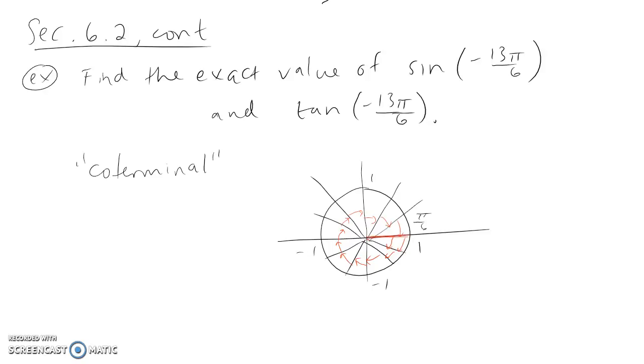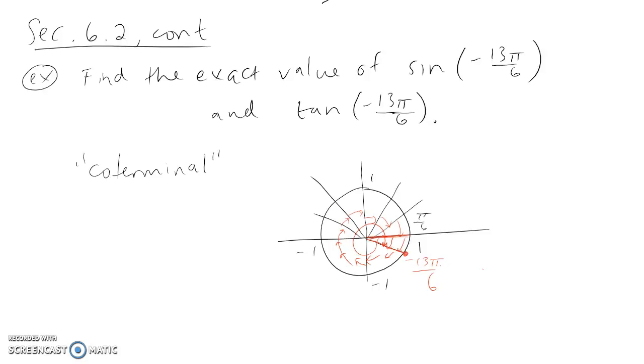So I'm talking about an angle that's sitting right here that rotated all the way around. Oops, I'm sorry, that went too far. Hold on, technical difficulties. Great. I'm talking about an angle that went all the way around and ended here, right? So this is negative 13 pi over 6, right?